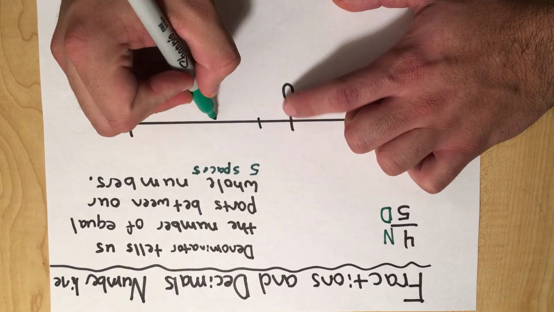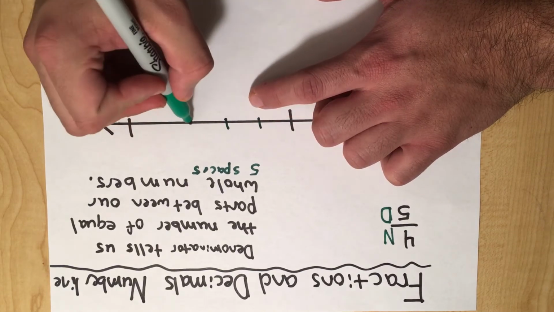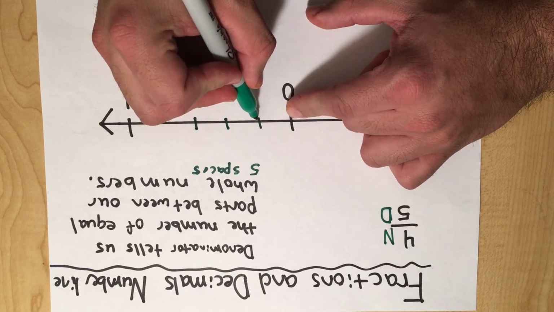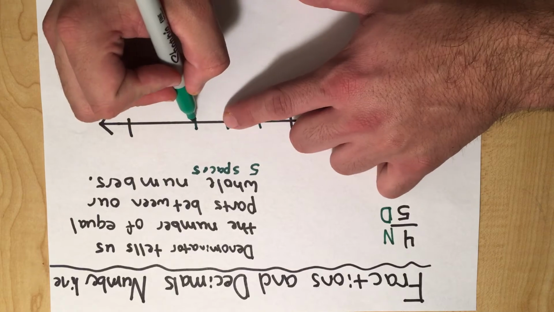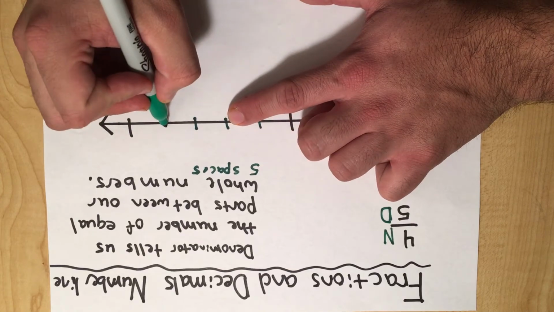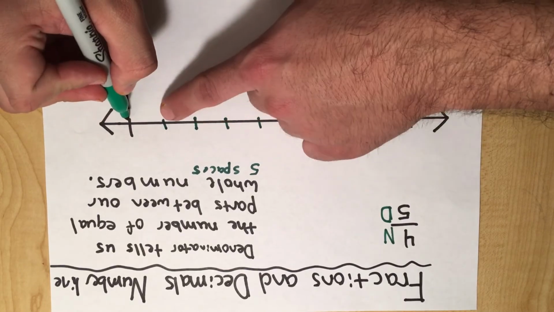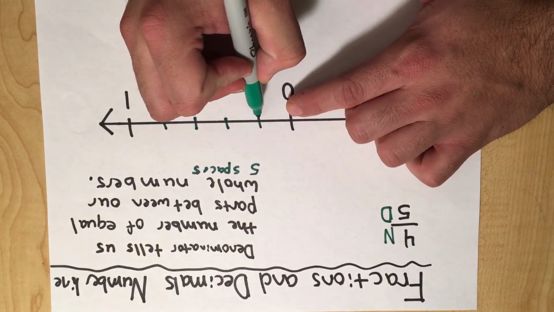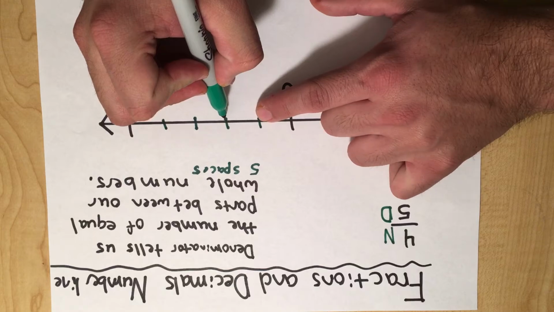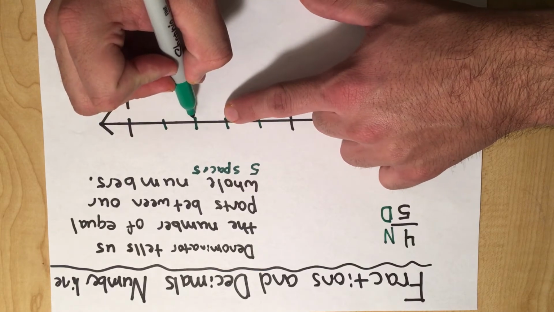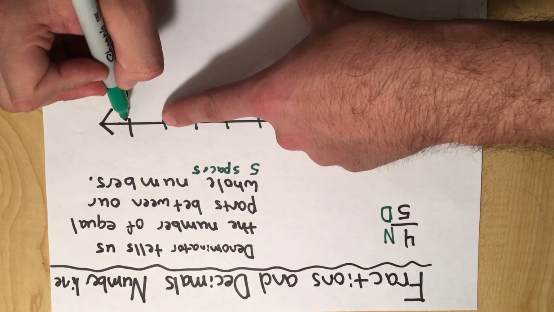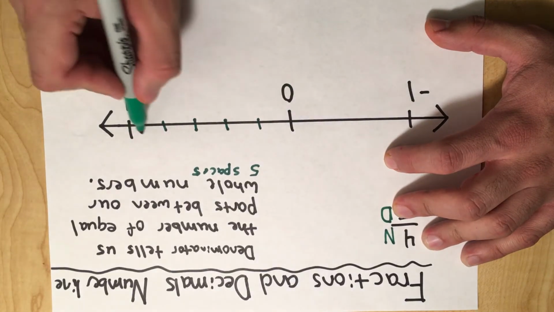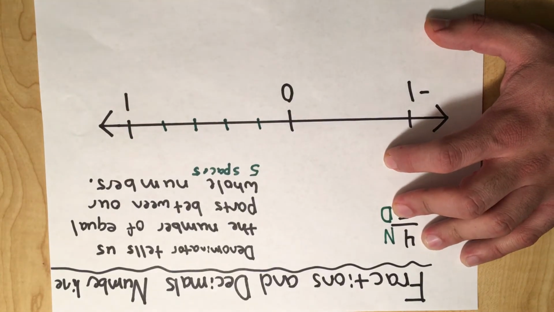So that would be 1, 2, 3. So that's 1. Do you guys see that? That's 1 space. 2, 3, 4, and 5. Again, let's count them one more time. 1, 2, 3, 4, and 5 spaces in between 0 and 1. We divided our whole number here into 5 equal spaces.